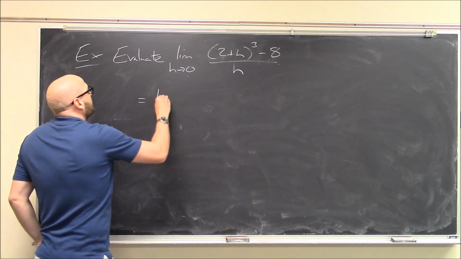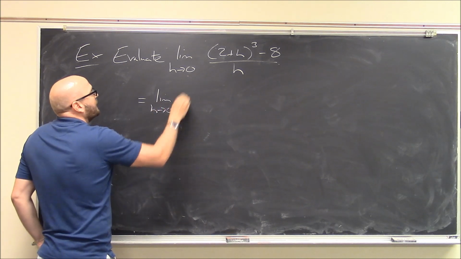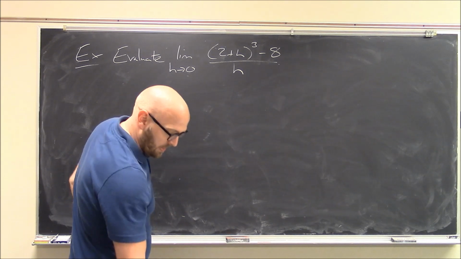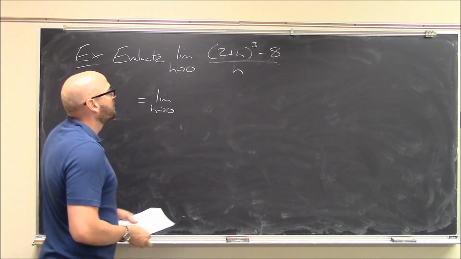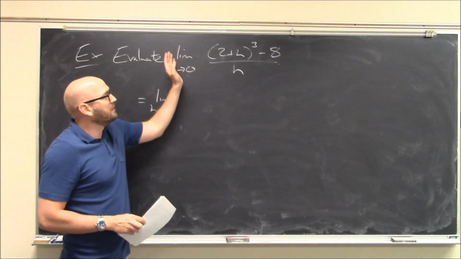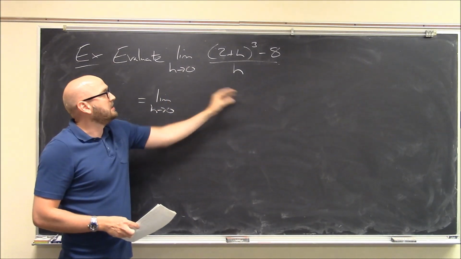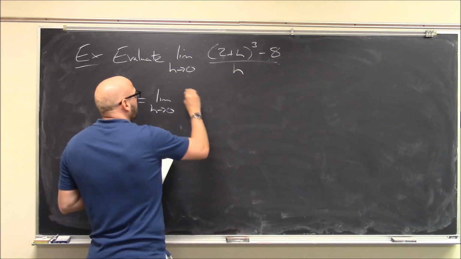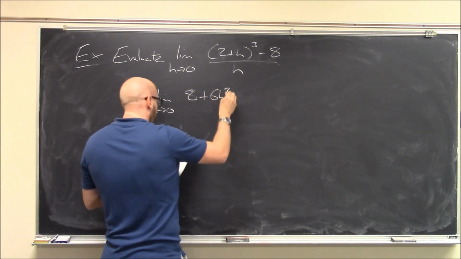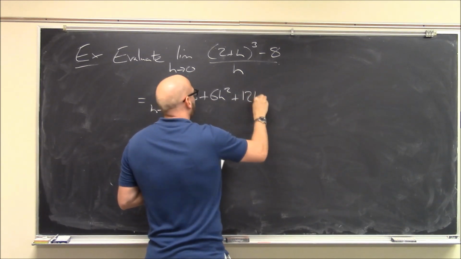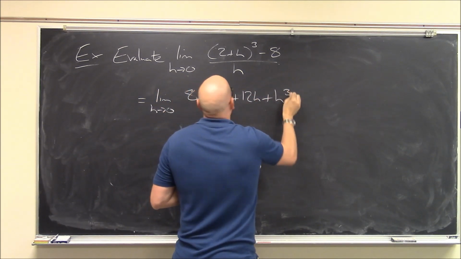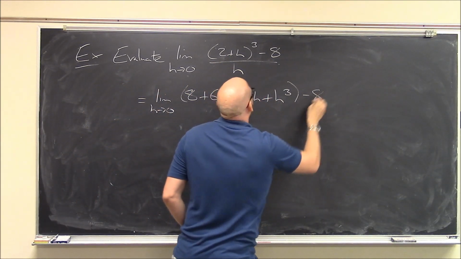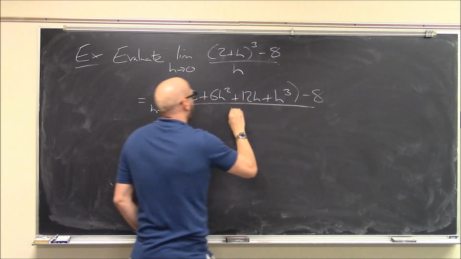So I'm going to do some algebra. The only thing I can possibly hope to do here is maybe expand the top. So we'll cube this out. And cubing things out actually takes a little bit of time, unless you know something called the binomial theorem. So I'm just going to write down the cube here. Check it if you don't believe me. This cube is 8 plus 12h plus 6h squared plus h cubed. Alright, so that's what I get when I cube this thing out. Minus 8 all over h.